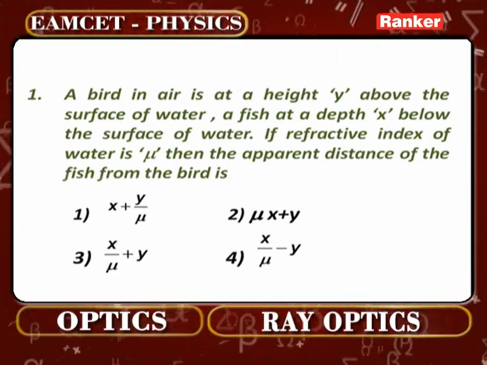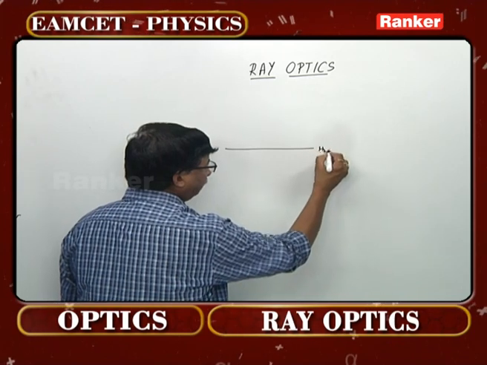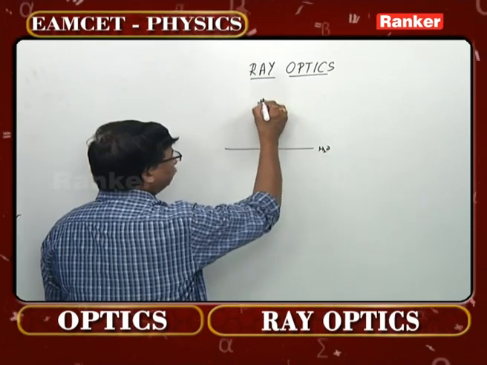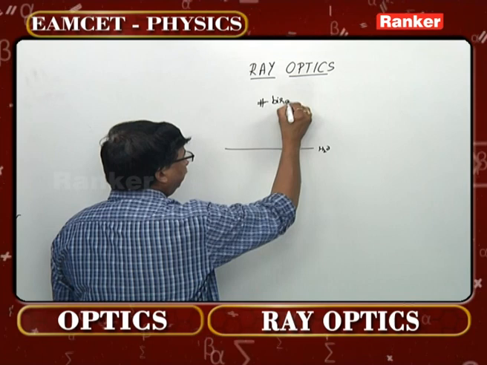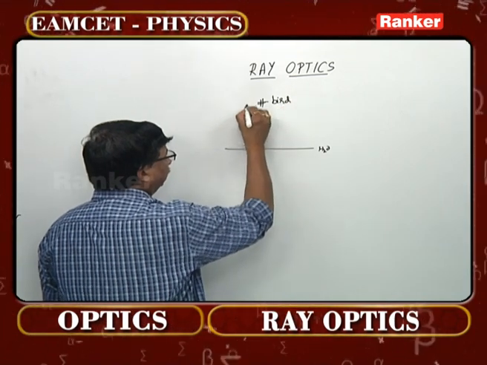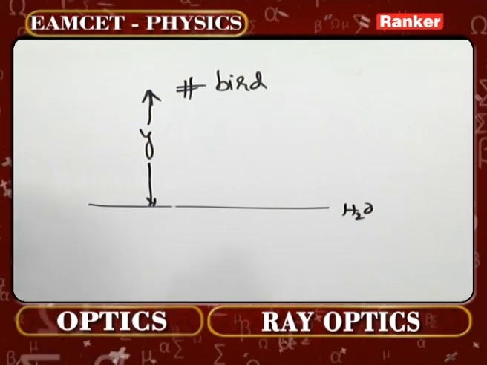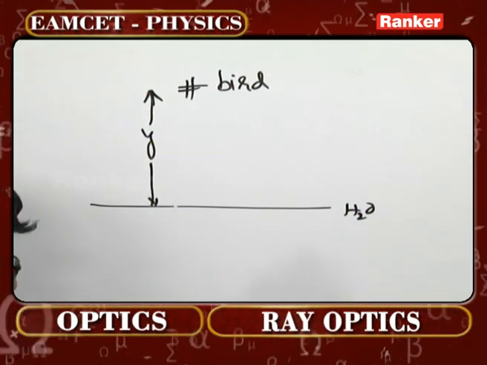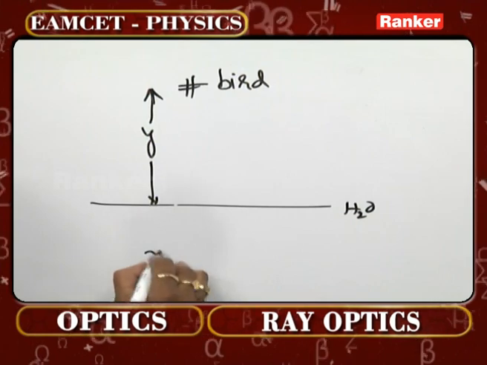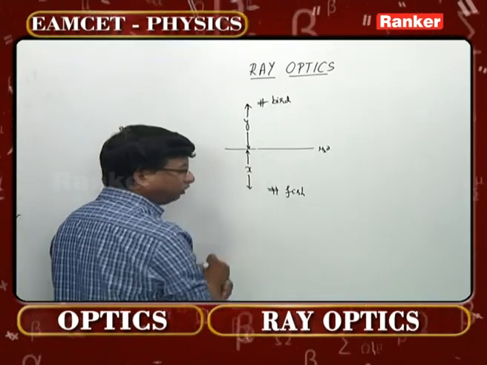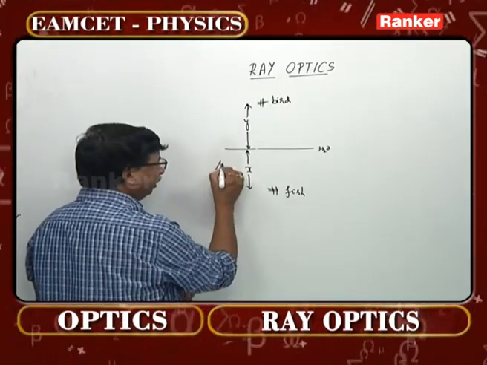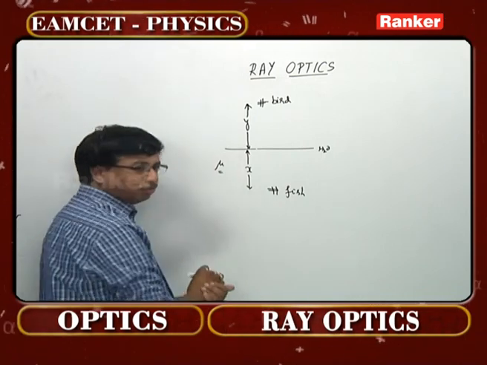Look at one simple concept, please. This is the surface of water. This one is the position of the bird. At what height it is located, he has given very clearly, as y. And this one is the position of the fish inside water. At what depth it is located, he gave that as x. And the refractive index of water is given as mu.